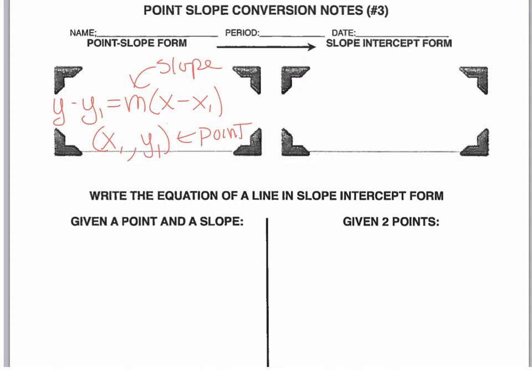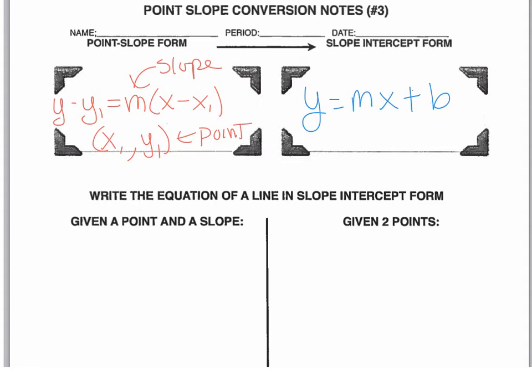Okay, so we're going to take this from point slope form into slope intercept form, which is your y equals mx plus b that we have been discussing. So we're going to start with 2 examples, one given a point and a slope, and the next one we are given 2 points. So I'm going to pick 2 off of your worksheet here.